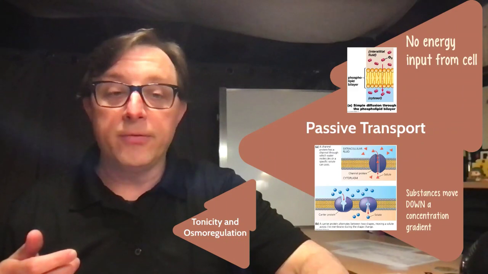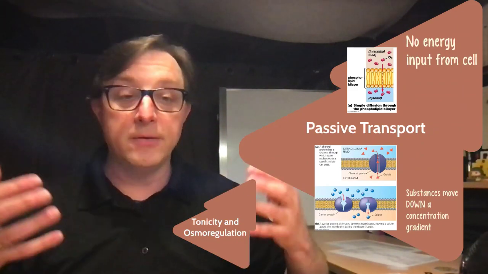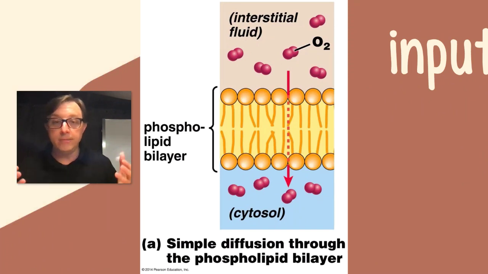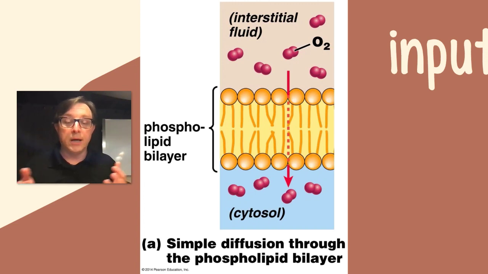There are a few different types of passive transport. There is simple diffusion, and this is for small nonpolar molecules that are able to fit right through the membrane. You can see the oxygen gas there squeezing right in between the molecules of the phospholipid bilayer. So dissolved gases move very easily through this type of transport.